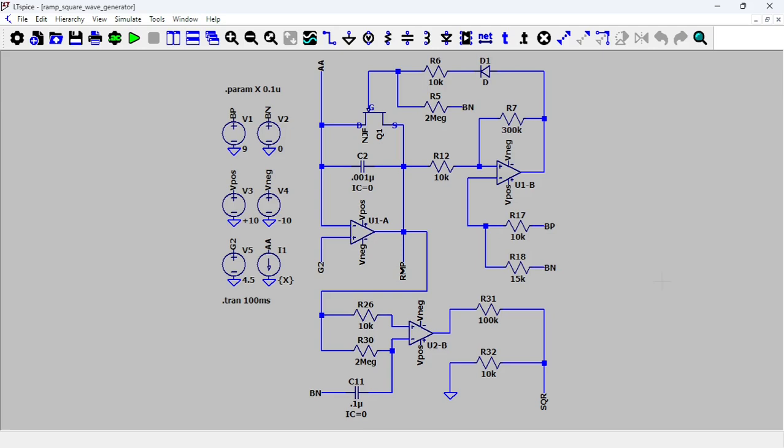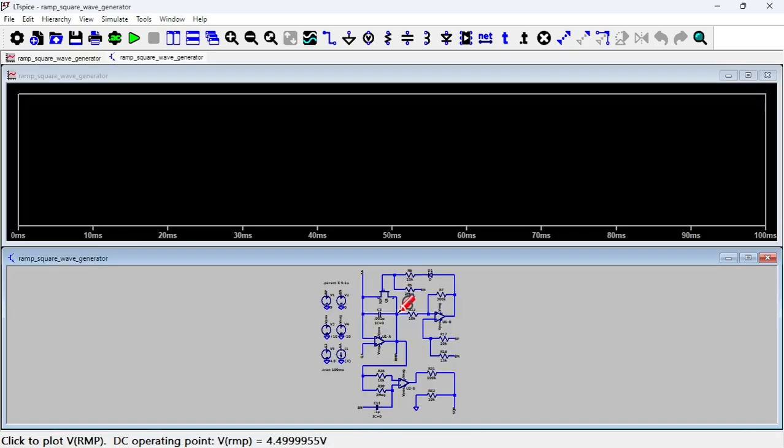Okay, so let's look at the LTSpice simulation and see how it actually runs. So this is pretty much exactly what's in the book, except that for some reason, for the rails, I use +10, -10. So basically, we're gonna look at the ramp. So this is the ramp. It's basically a sawtooth waveform. So let's run this thing. So we want to see what's happening here.